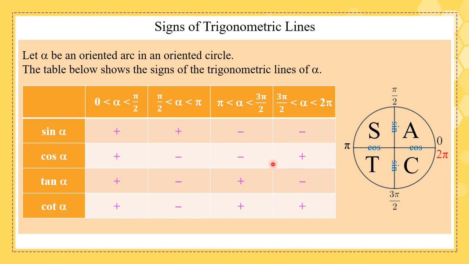Now, instead of memorizing this table, we can just memorize the abbreviations A, S, T, C. As I said before, A means all, S means the sine is positive, C means the cosine is positive, and T means tangent and cotangent are positive.